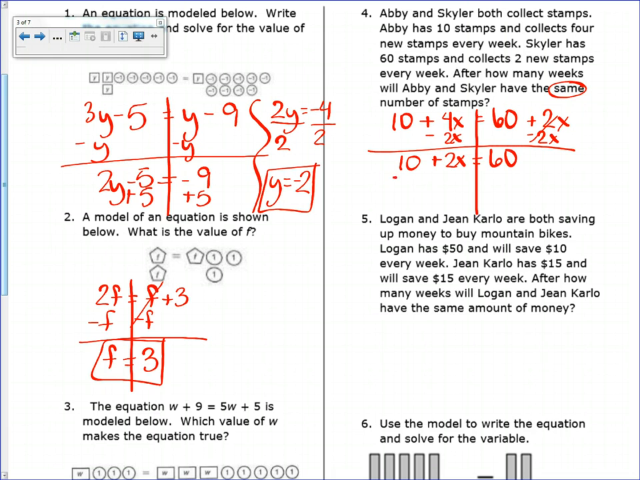Because all of our x's are on the left, we're going to subtract the 10 and move that to the right-hand side. 2x equals 60 minus 10 is 50. And then our last step, we're going to divide both sides by 2. So that cancels, and we're left with x equals 25.